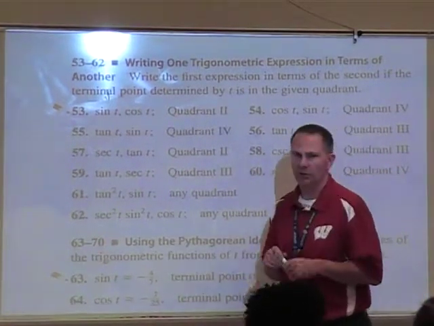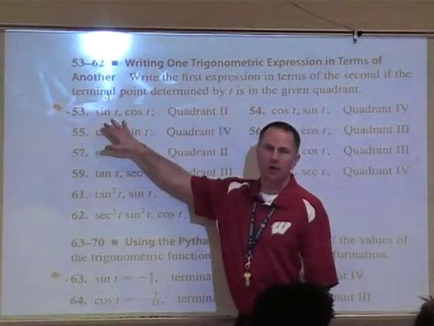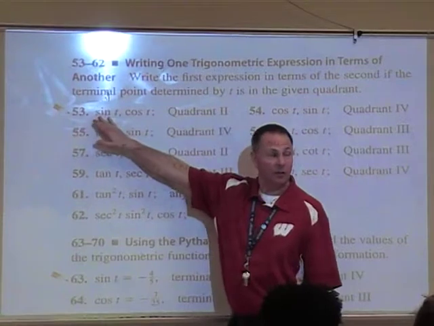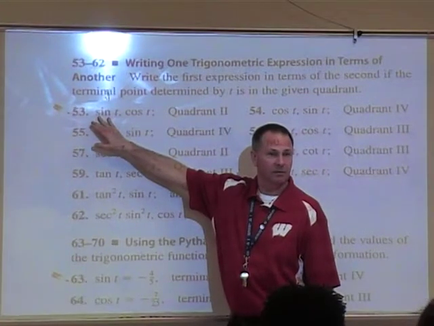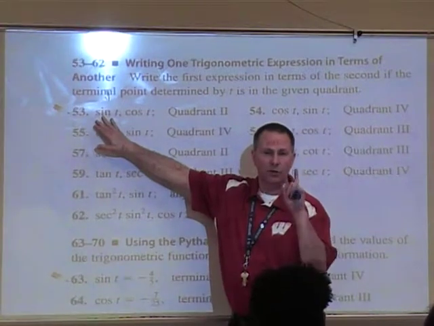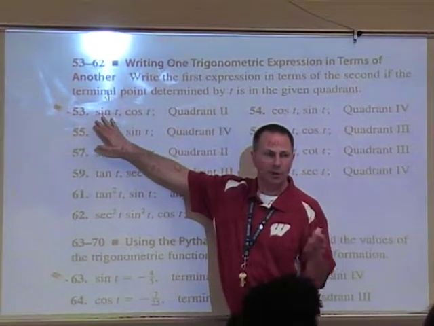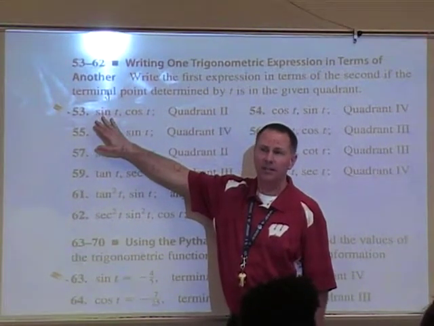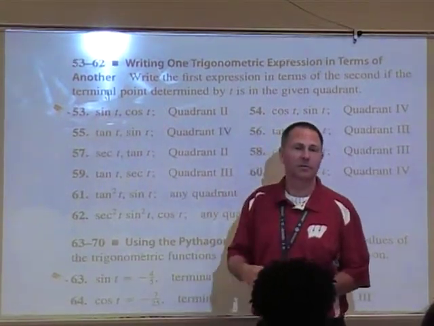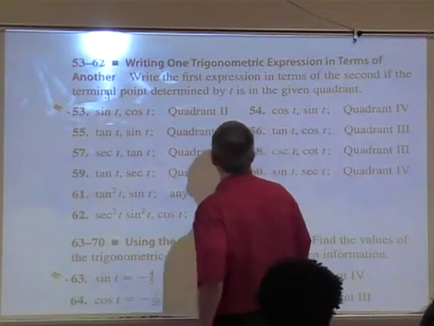Here's what you need to focus on. There's 2 things up here in each problem. You need to focus on the first thing. It's the sine. Here's the first thing you do. You find one of those 3 Pythagorean identities that uses sine. Which one is it? The first one. So what is that?